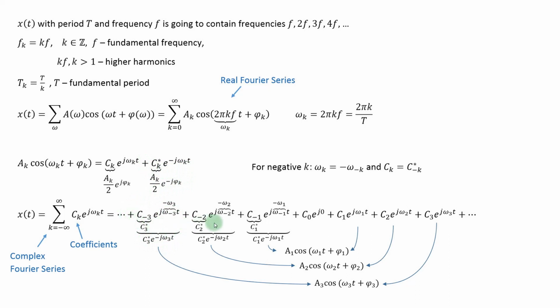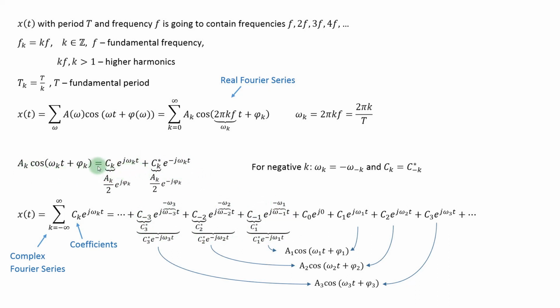So for negative values of k, we will define these complex amplitudes and these frequencies so that these summands correspond to these parts of these cosines.